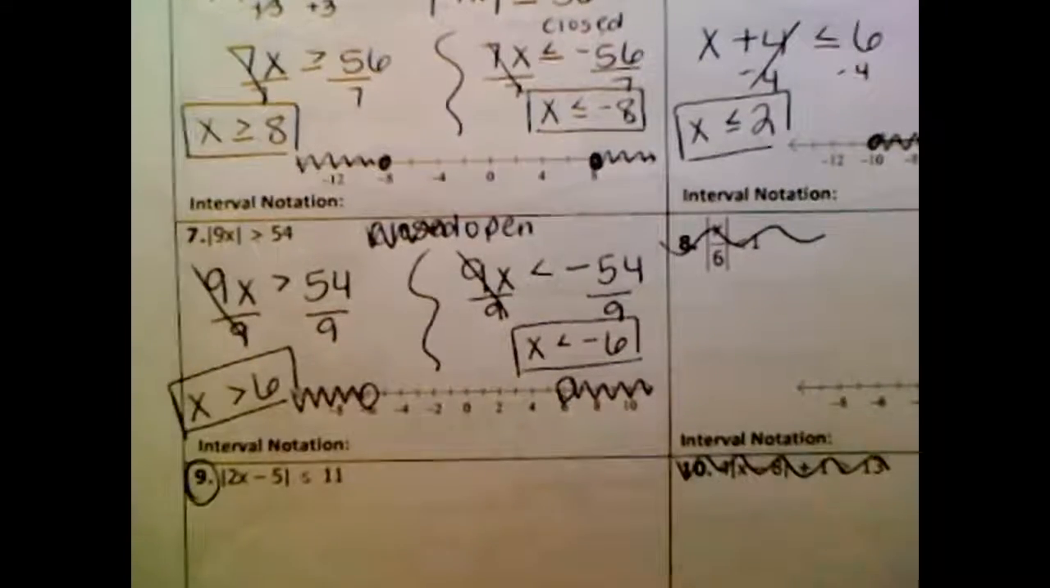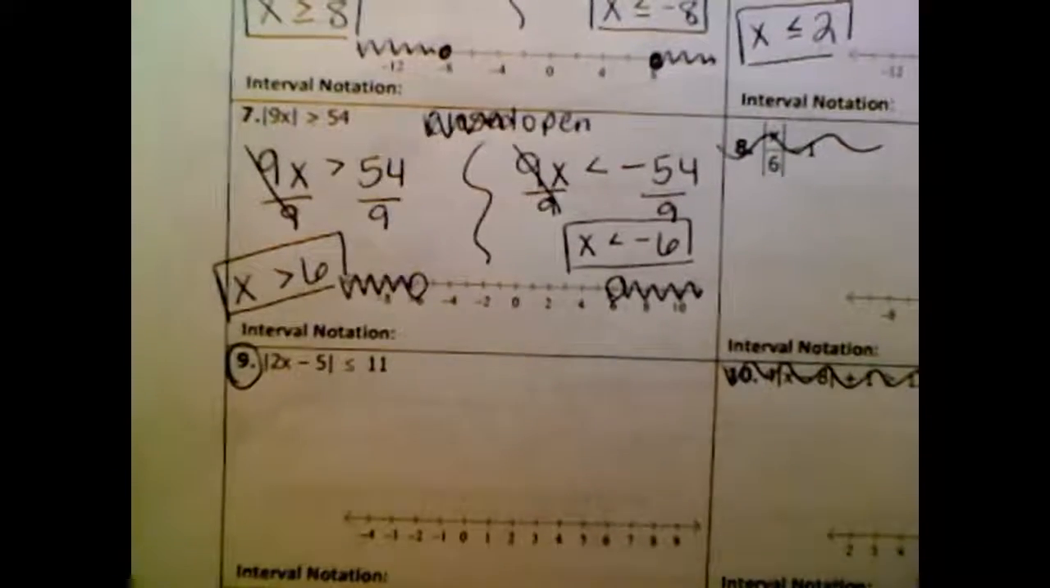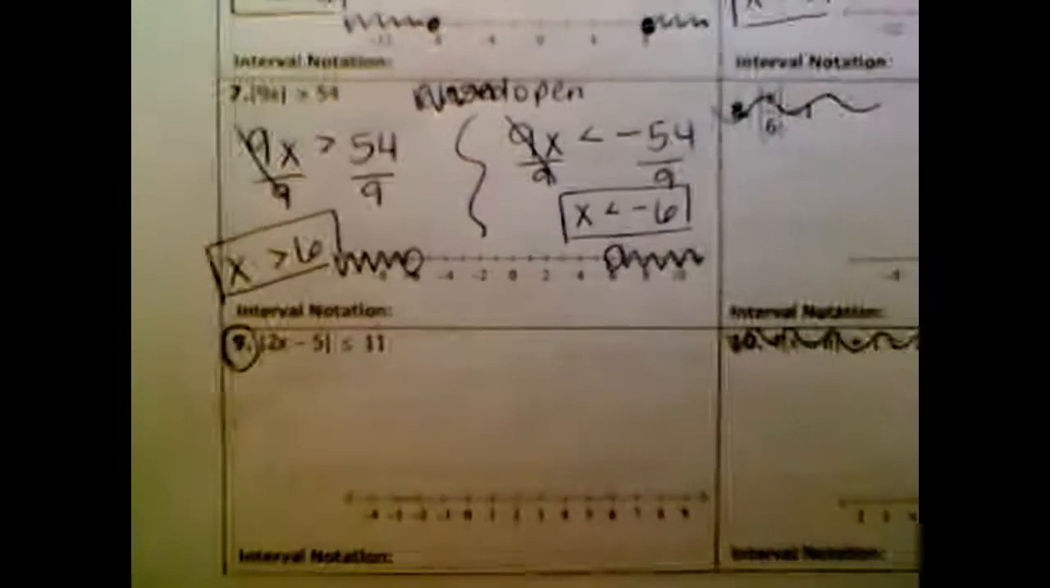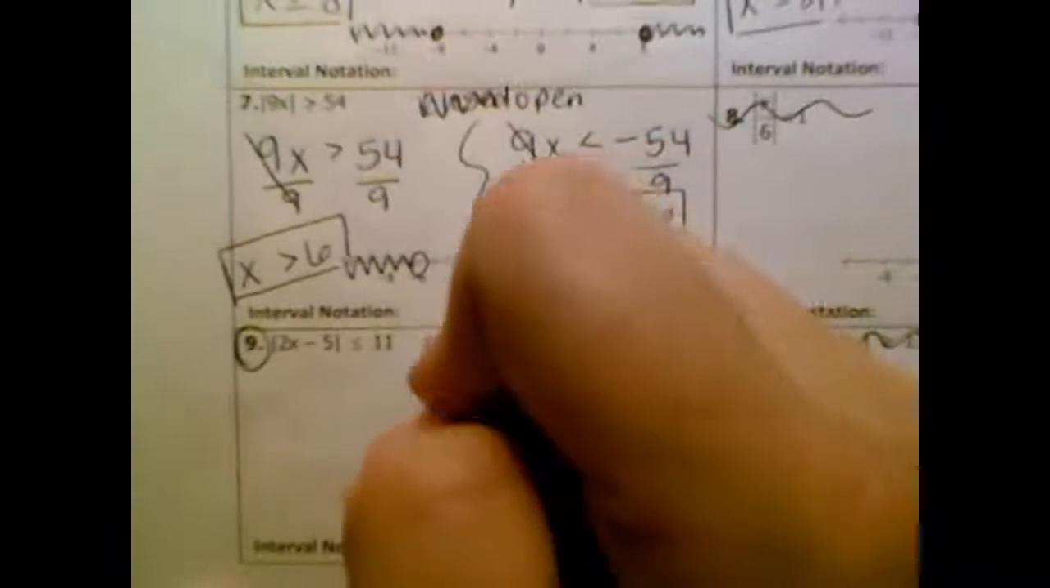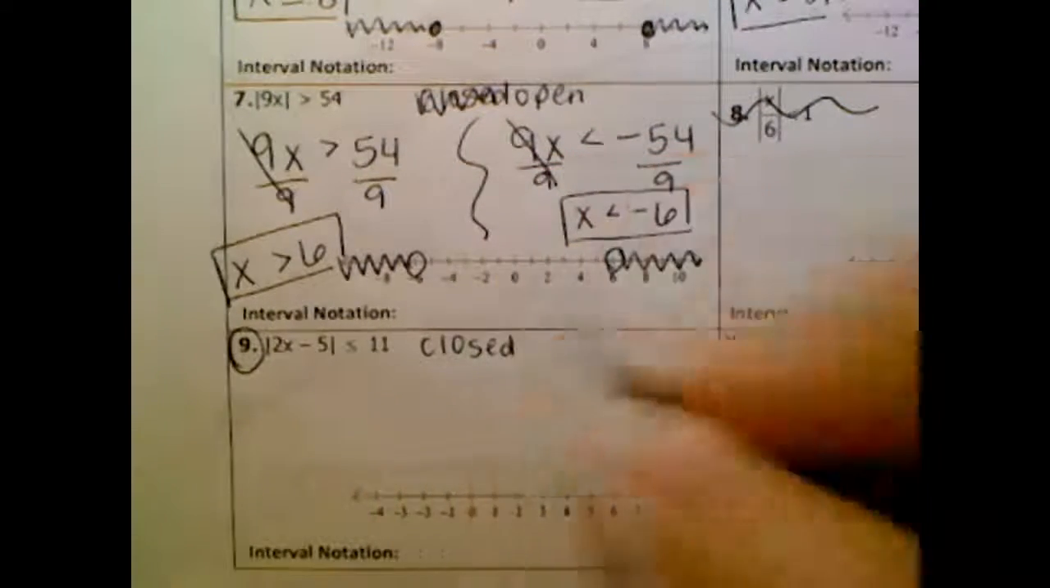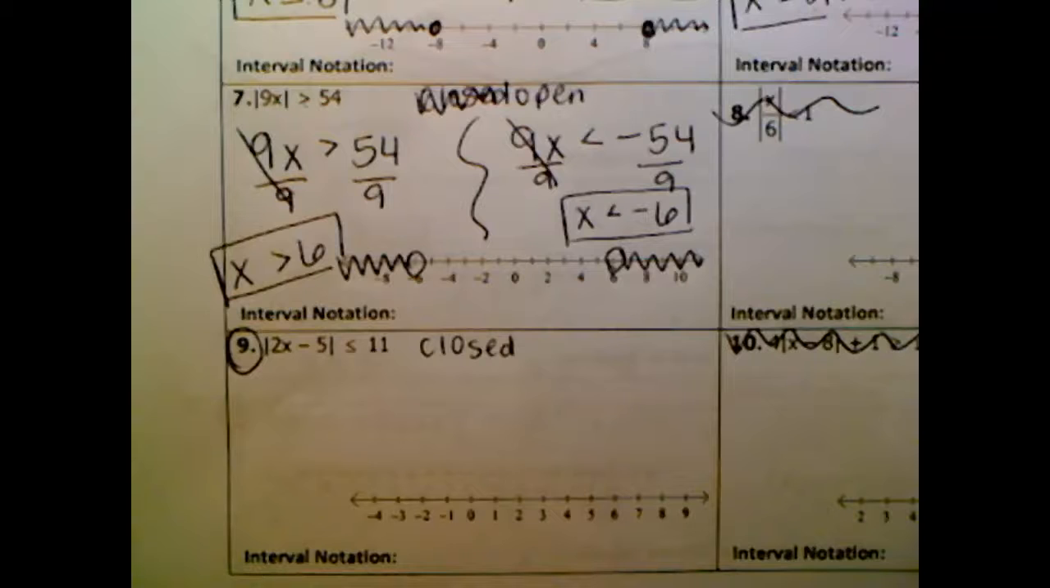I would like you to do number 9 on your own. Try it. The absolute value is isolated, and you will have a closed circle. So when you're trying this on your own, you have 2 solutions, just like we have for 1 through 7. We are not doing number 8 and number 10. If you have any questions, let me know.